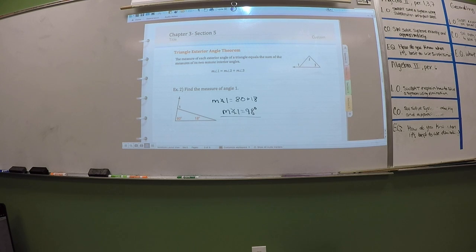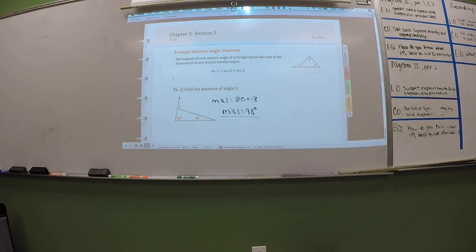Remote means the two angles that are non-adjacent, across from it, furthest from it, kind of. Okay, Tanner's trying to ask me a question, and I can't even listen. So by remote, it means the two angles that are non-adjacent, furthest from it.